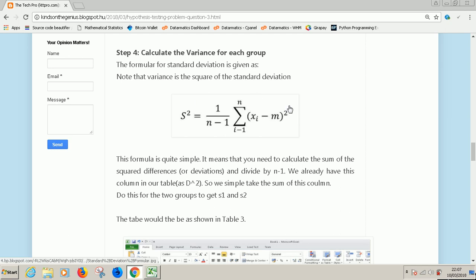Hello, welcome to part 3 of the independent samples t-test we are performing. This is where we are on step 4.